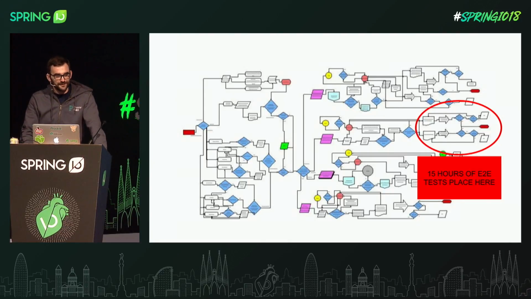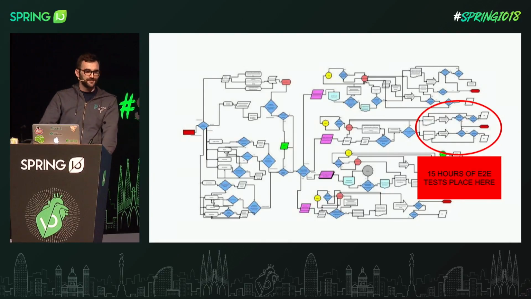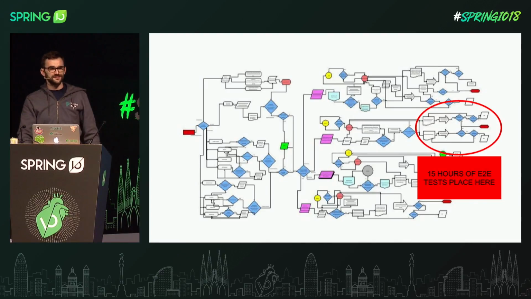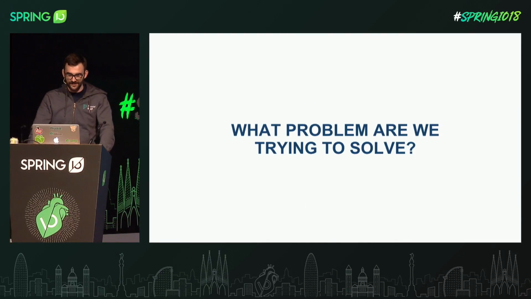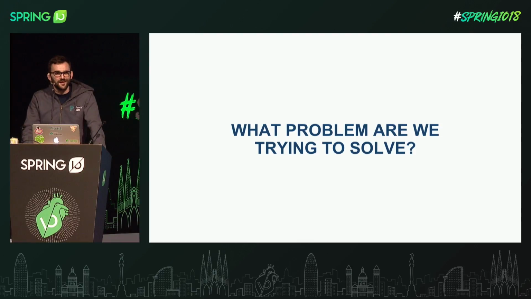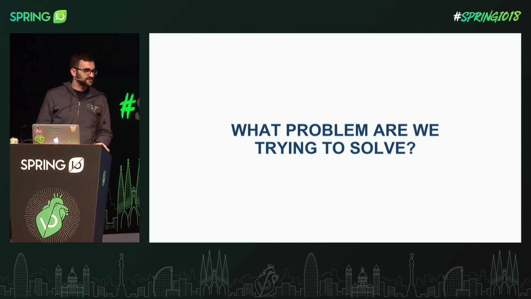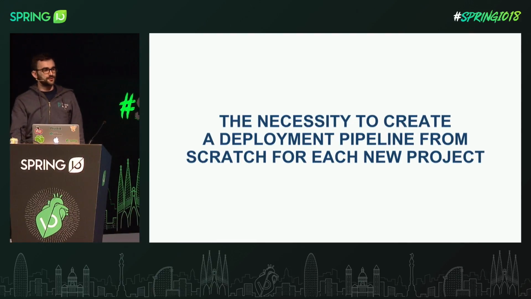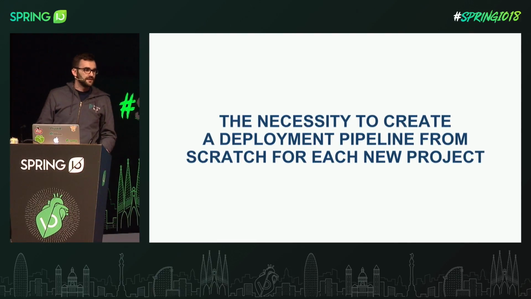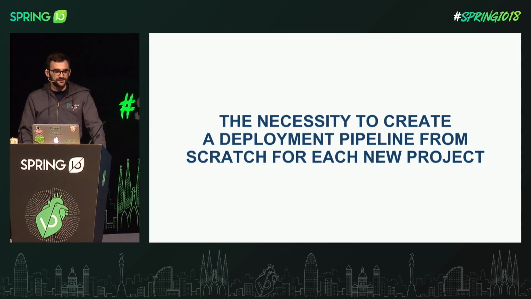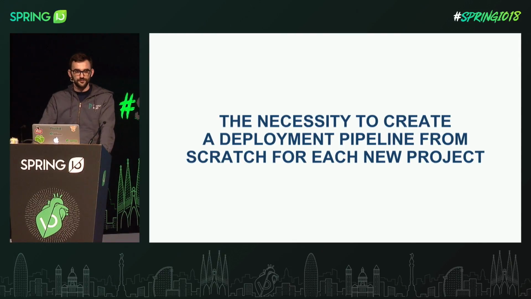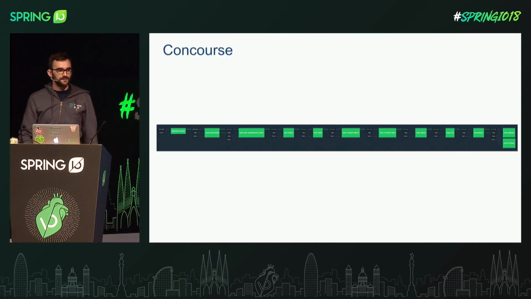So whenever you go to a conference and you hear somebody say that you should do something or there is a special tool that solves all your problems, you should ask yourself a question: what problem are we actually trying to solve with this tool, with this approach? Because if there's none, you shouldn't be fixing anything. So what we are trying to solve is the necessity to create a deployment pipeline from scratch for every single new project. And there's a bunch of reasons for that, and we're going to go through those reasons throughout this presentation.